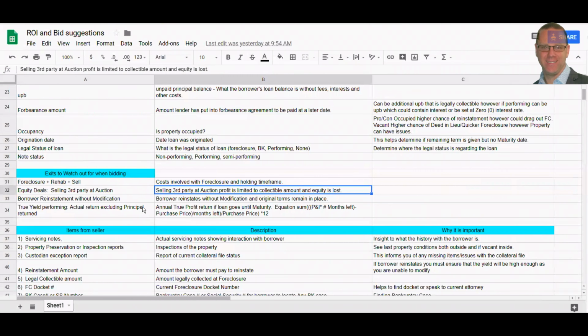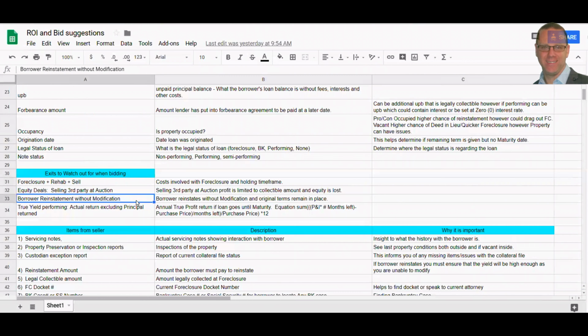So next, another highlight, of course, is borrower reinstatement without a modification. If you buy a property, and the borrower reinstates by paying what is currently owed, that loan cannot be modified, adjusted, or changed. So the terms of that loan stay in place.